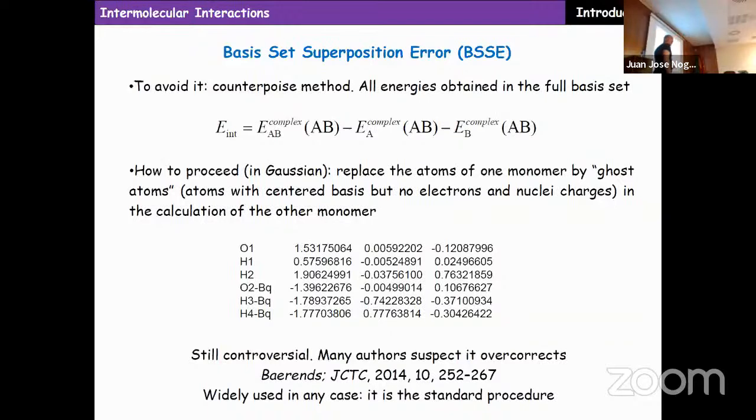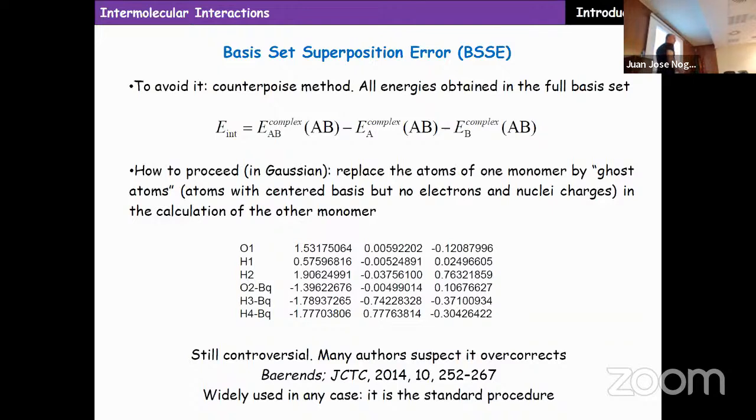How to proceed in Gaussian, for example, we will do it in the afternoon in the computational exercise. We introduce this in Gaussian and in other software too, but we are going to use Gaussian. For example, these are the Cartesian coordinates for the water dimer. We introduce ghost atoms. The ghost atoms are atoms that don't have electrons, nuclei, or charges, but only basis functions.